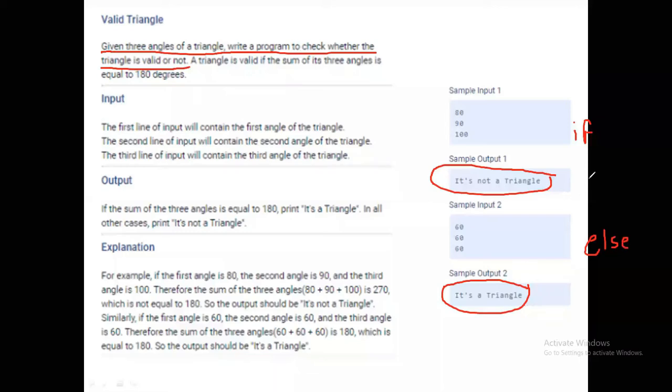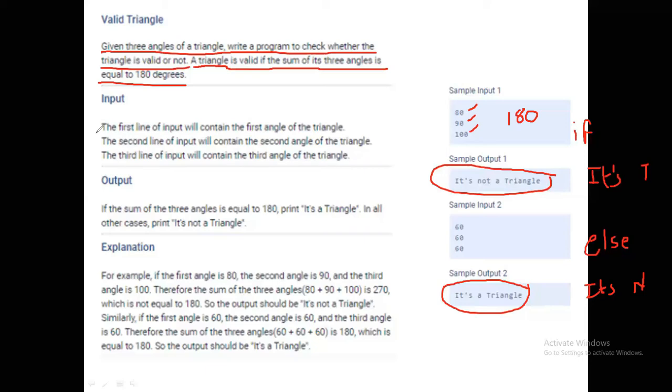Okay, so if we are going to print a message, it's a triangle, and in else you are going to print it's not a triangle. What is the condition here? A triangle is valid if the sum of its 3 angles is equal to 180 degrees. So that means here we are going to read 3 numbers, and if these 3 numbers sum to 180, then we say that it's a triangle, otherwise it's not a triangle. Okay, so now we are going to write the program.